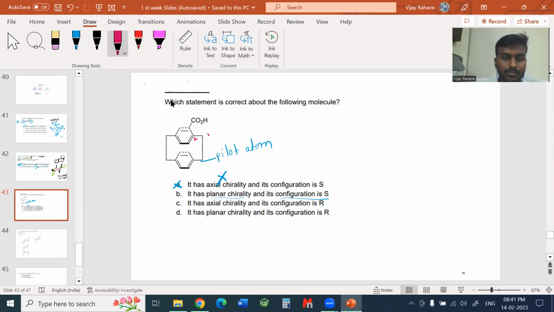Here is two, and which will be the third priority? Here will be the third priority. So it's up. It's clockwise, right? So its configuration is R, small r, right? Small r, or small like this also you can try. So the correct option is this one. Sorry, this one, yes, the configuration they have given. So this one is wrong: it has axial chirality and its configuration is R.